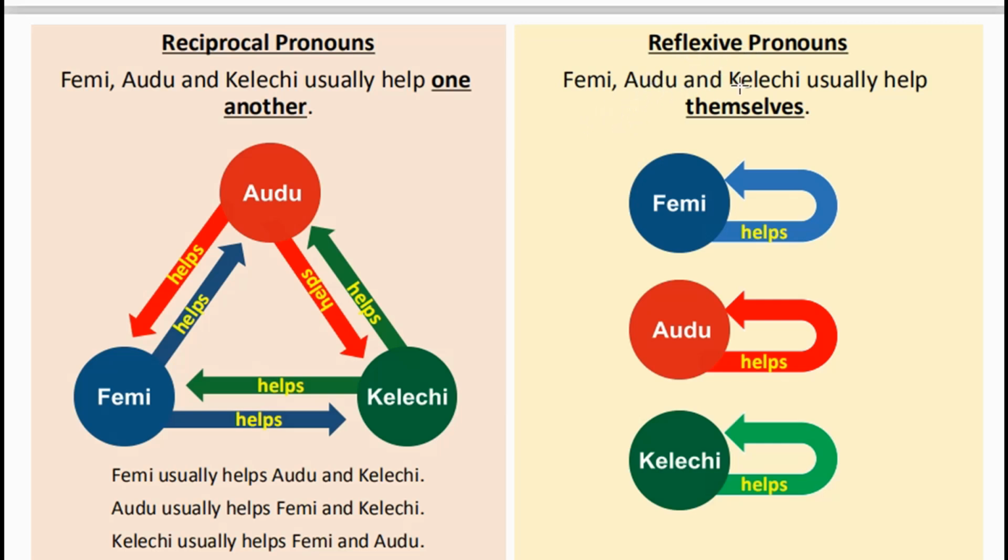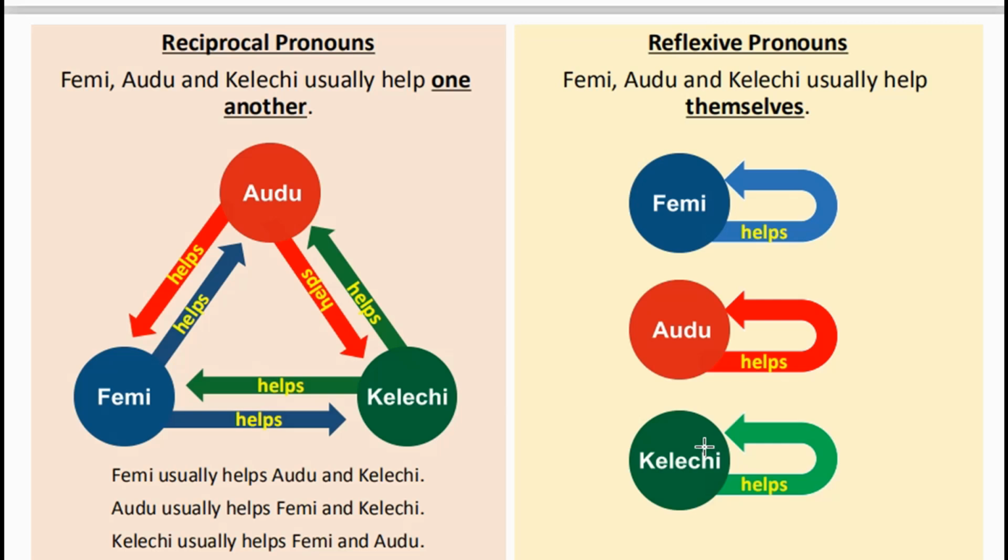Now, let's come to the right side where we have reflexive pronoun. Femi, Audu, and Kelechi usually help themselves. Reflexive. You would see that the arrow of help from Femi goes back to Femi. Femi is not helping Audu and Kelechi. Femi is helping himself. Audu also helps himself. Kelechi also helps himself. None of them is helping the other under the reflexive pronoun.